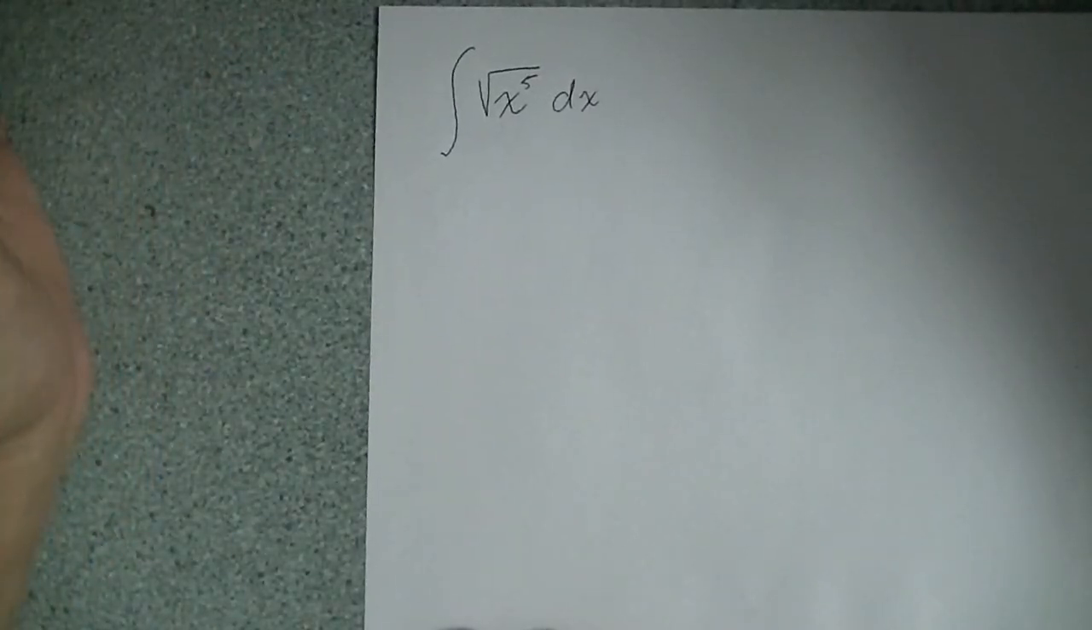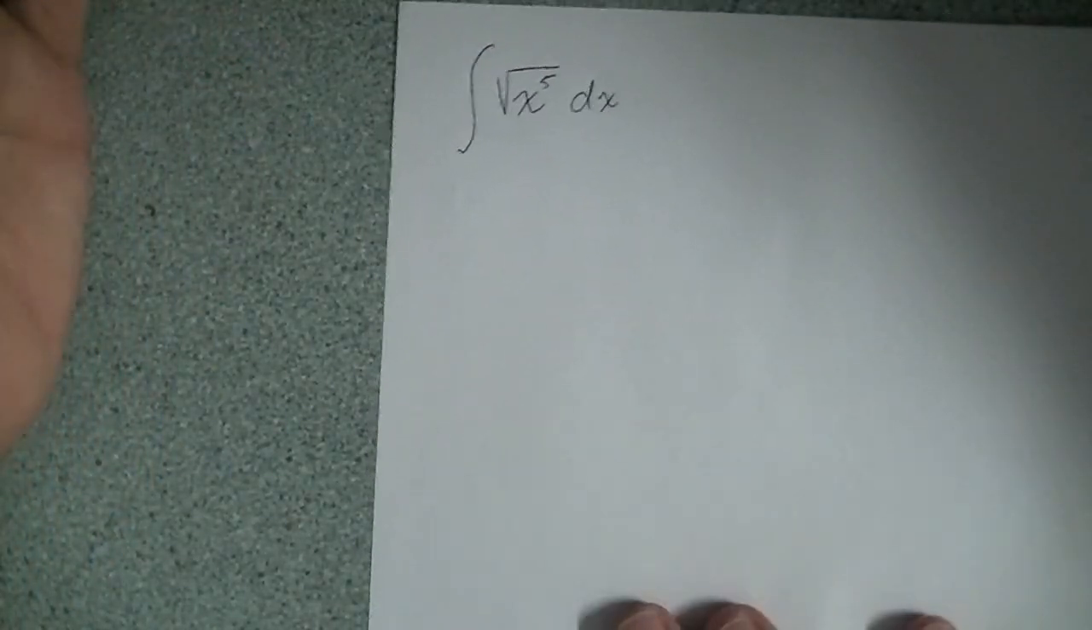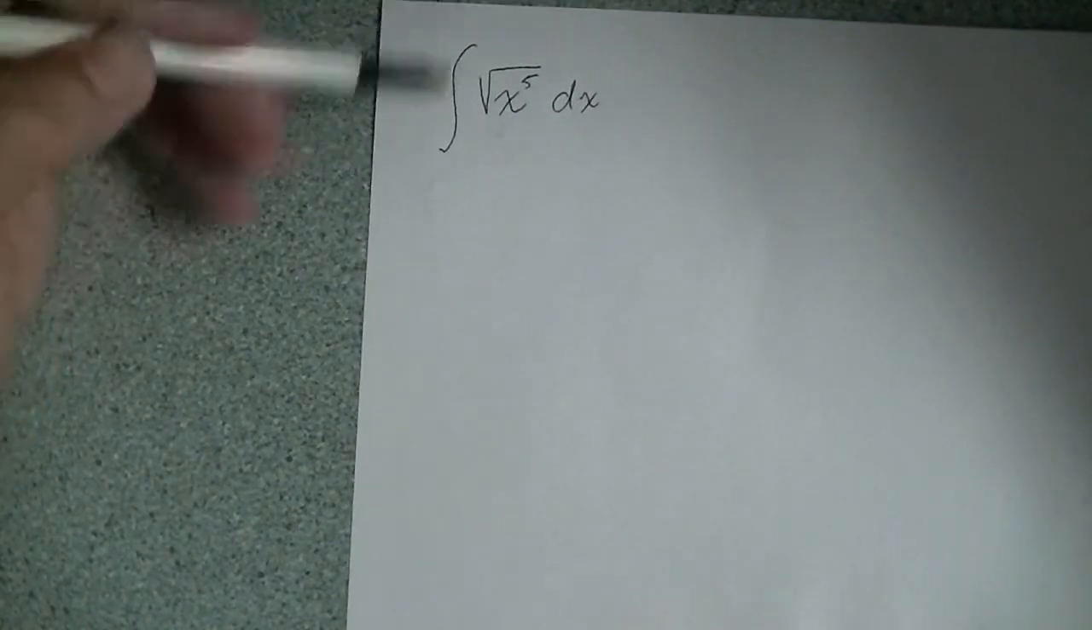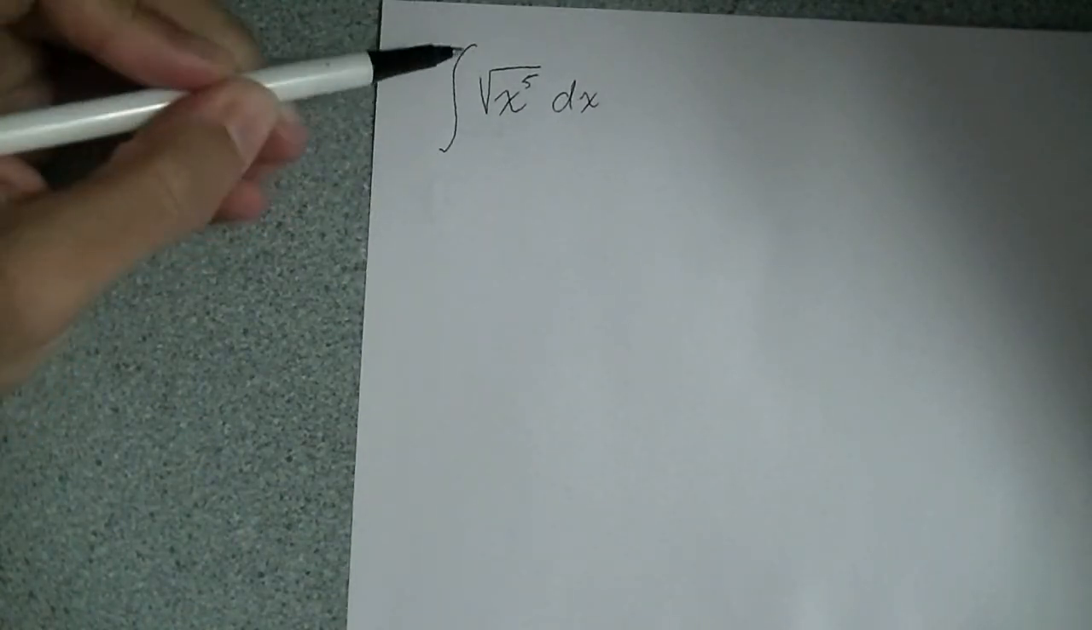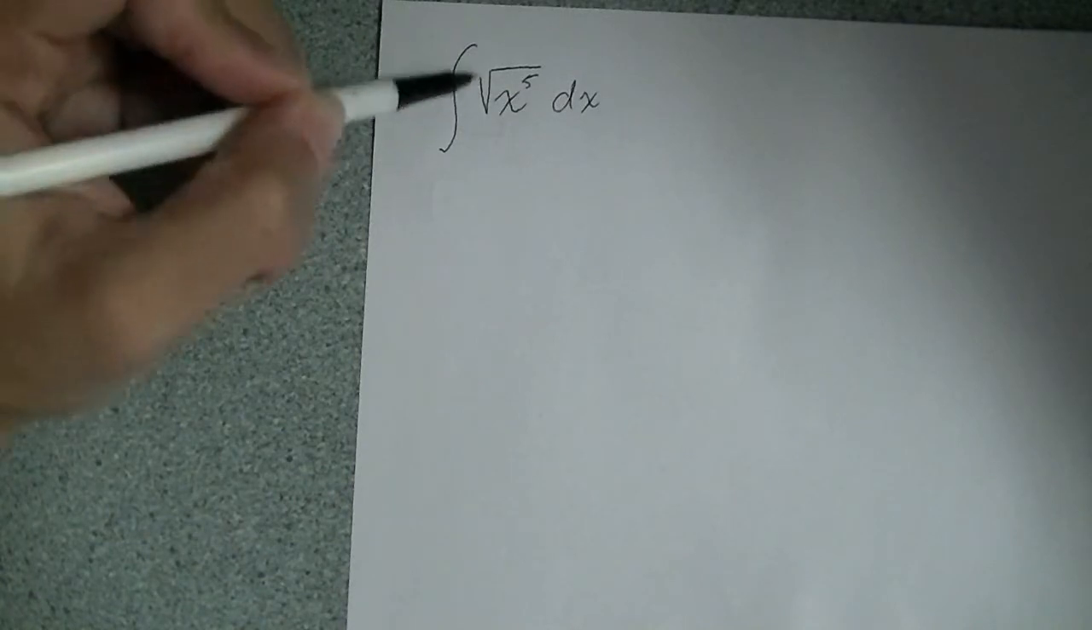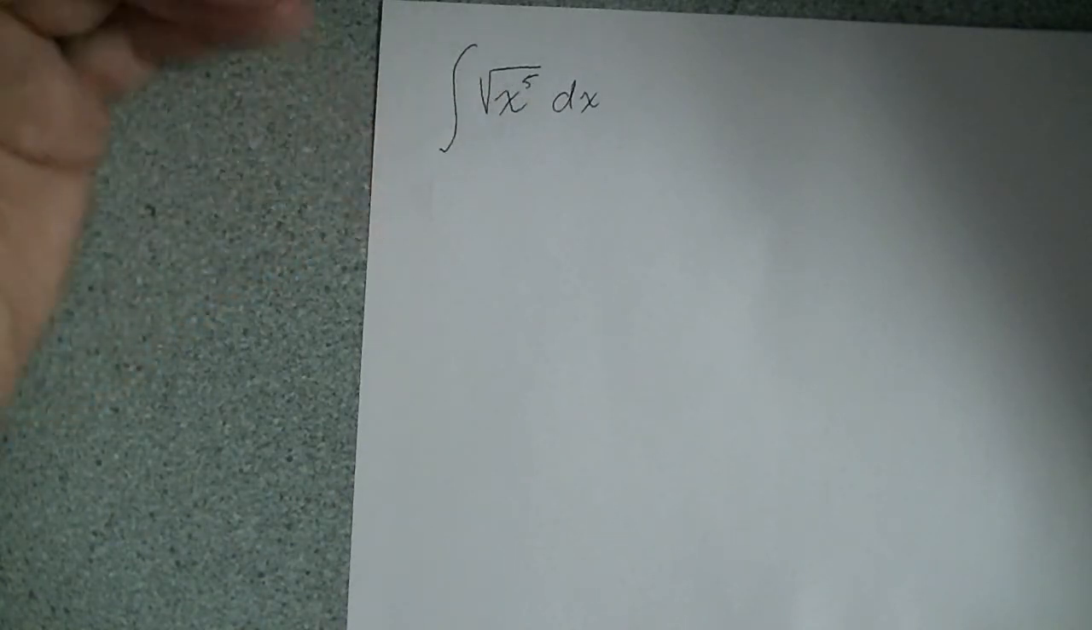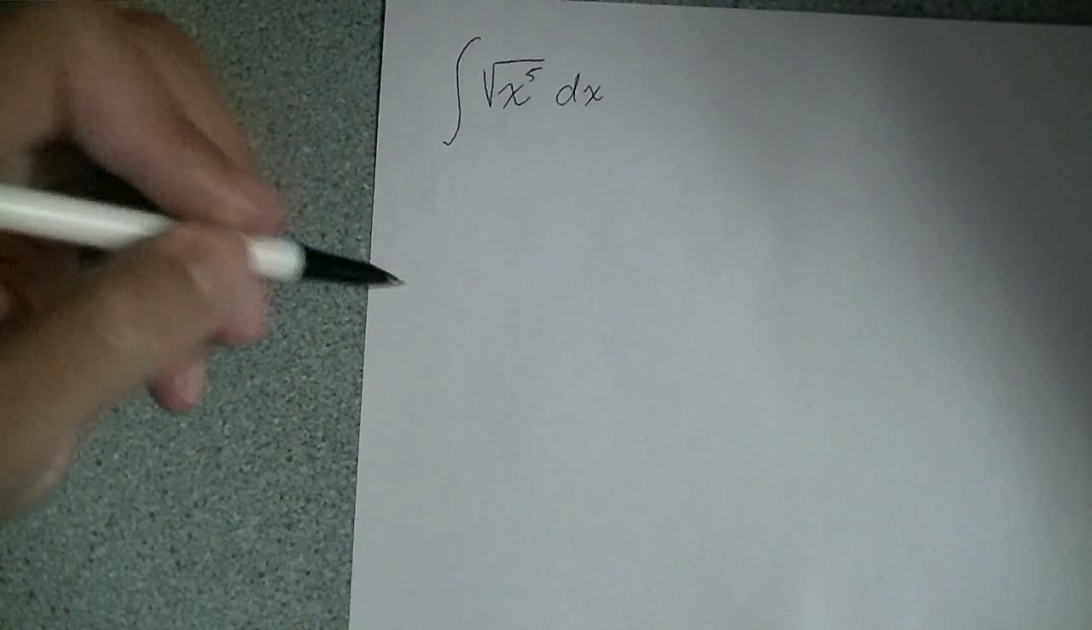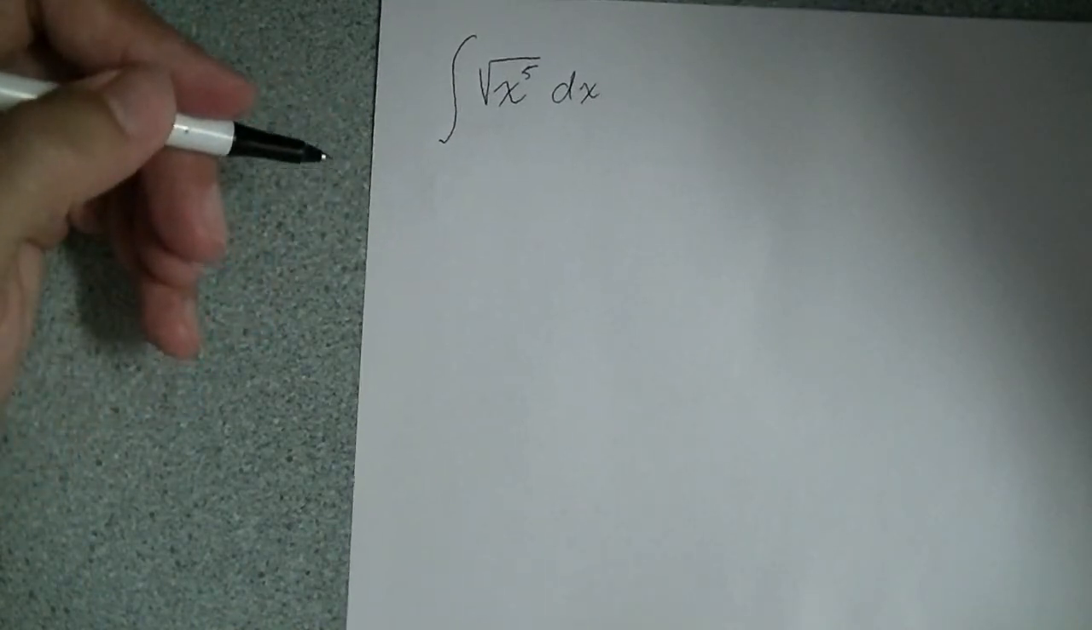Alright fellas, a couple of quick videos here just to cover some stuff that we had a little bit of trouble with in our last test. Take a look at this one. This is finding the integral of a radical, something with a square root sign or a cube root sign, something like that. This is something that we definitely had a little bit of trouble with.